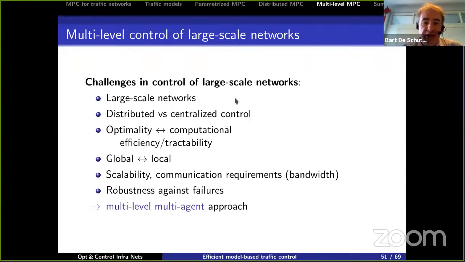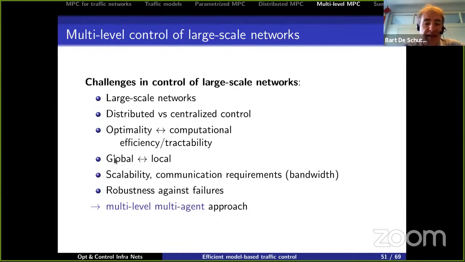So if you have a large-scale network, I already indicated some of the issues, and you can do centralized control, but then you would typically run into computational issues. So one way to go is to go for distributed control. And in general, you then always have a trade-off between optimality and tractability. Typically, a centralized approach would be more optimal, but less computationally tractable, whereas a distributed control approach is typically less optimal, but more tractable.